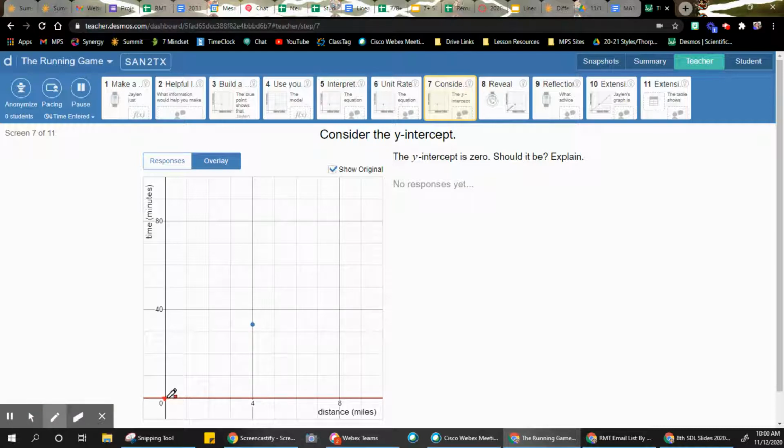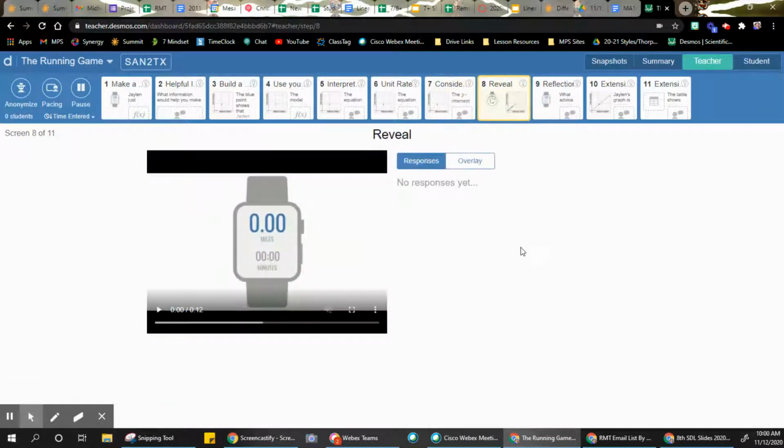Do you think that's correct? Explain why or why not. Take a few moments to do that now. Awesome. So many of you guys said that, yep, that's correct, and you're right. Because if 0 minutes have passed, has he started running yet? No, so it should be at 0, 0, and it should start at 0, 0. All right, let's move on to our next one.